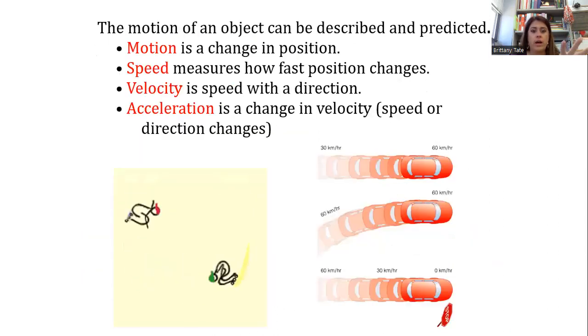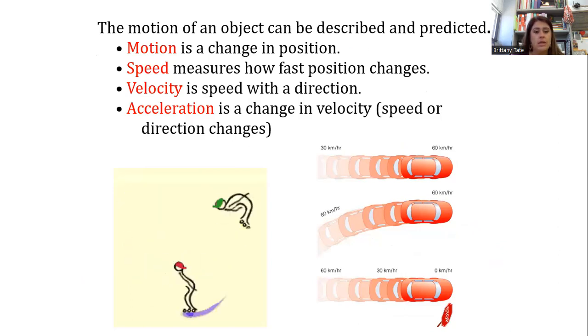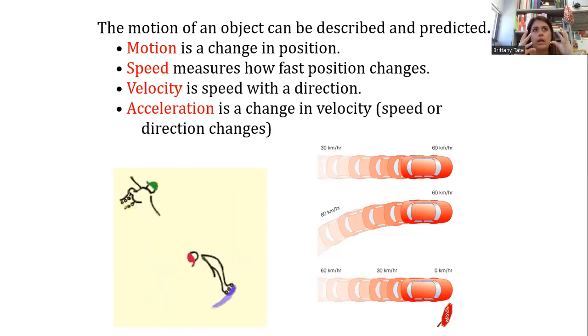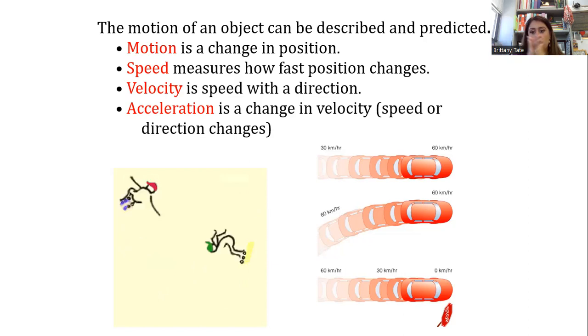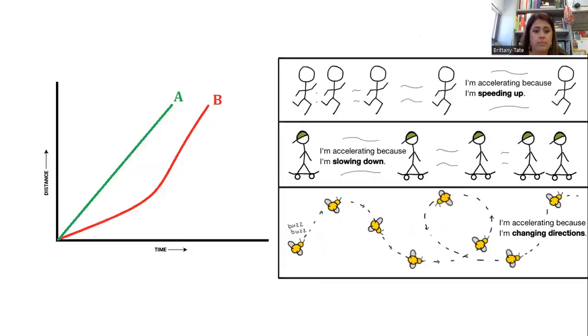So motion of an object can be described and predicted. Motion is a change in position. Speed measures how fast that position changes, and it's distance over time. So it's a relationship between the distance traveled in a specific amount of time. And then velocity is speed with direction. Remember, like a tornado is heading 20 miles an hour northwest. And then acceleration is a change in velocity. It can be either the speed or direction, because simply, acceleration is a change in velocity.